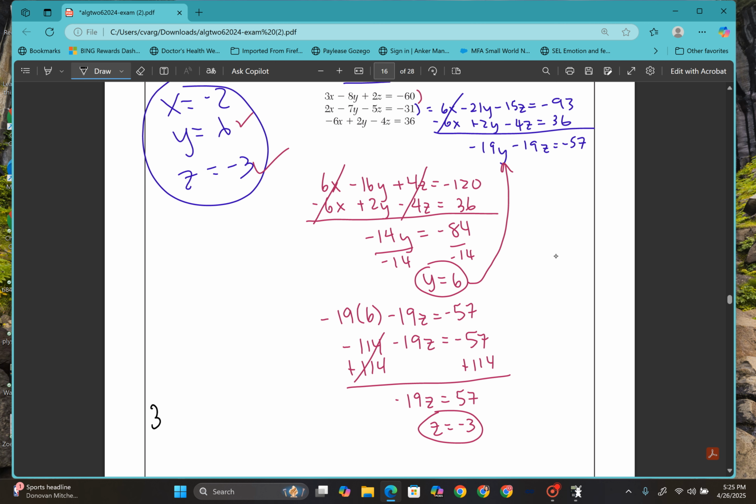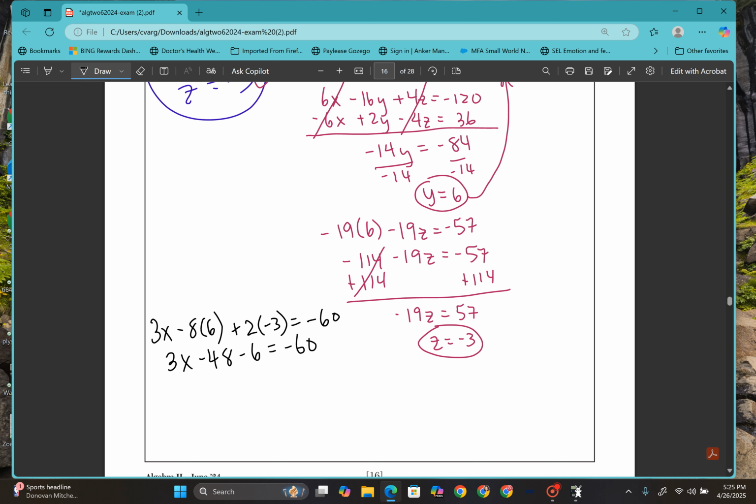So I have 3x. I don't know what my x is. Then I have minus 8y. Instead of y, I'm going to plug in the number 6. And then I have plus 2z. Instead of z, I'm going to plug in negative 3, is equal to negative 60. So I have 3x minus 48 minus 6 is equal to negative 60.